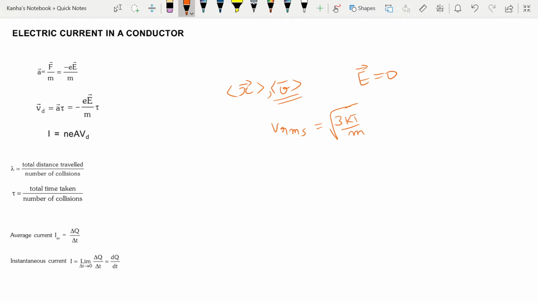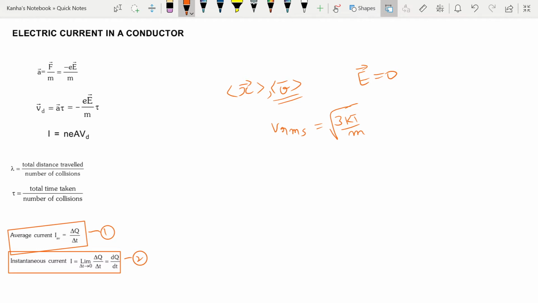You should take note of some quantities such as the average current. Average current is nothing but delta q by delta t, the amount of charge delta q flowing through a cross section of a wire or a conductor in a small time delta t. Also, instantaneous current is given by dq by dt. These are things that you should note.